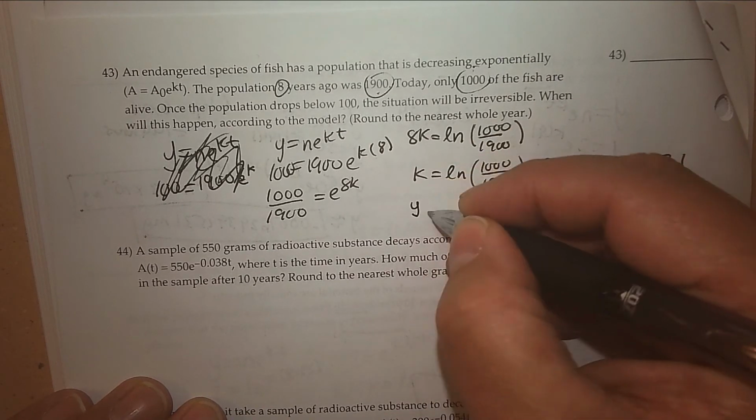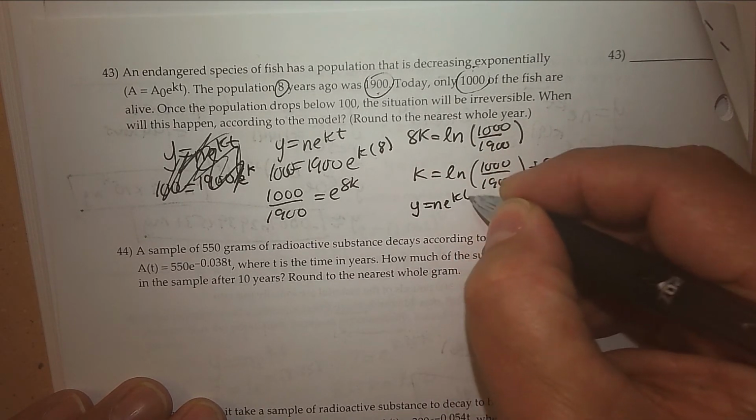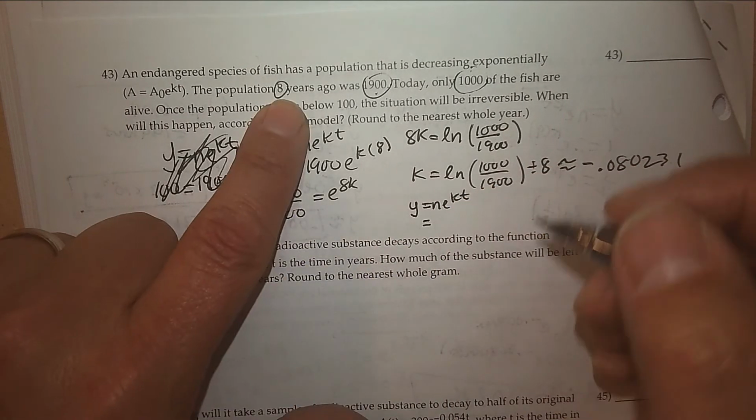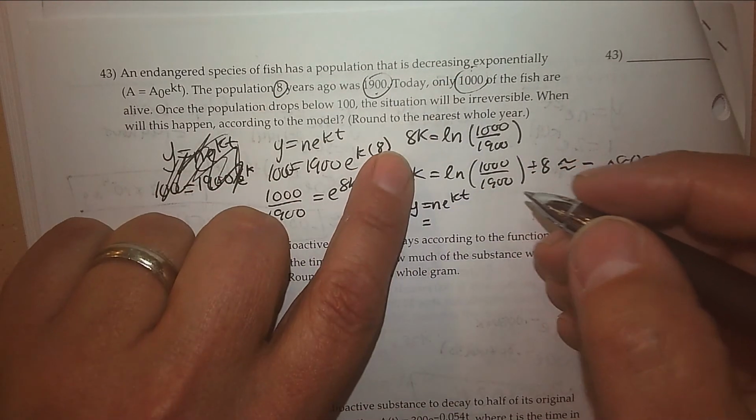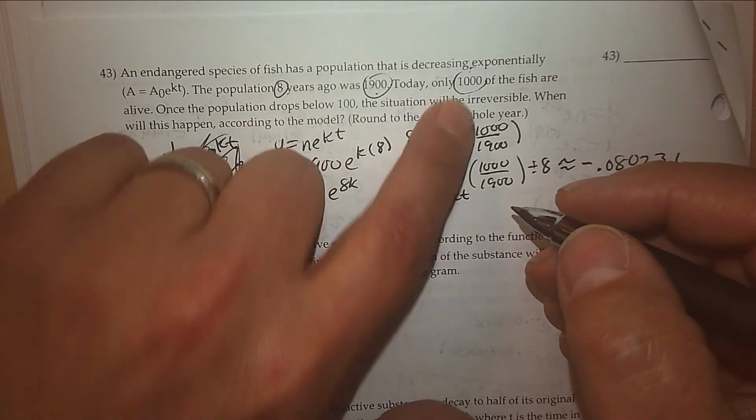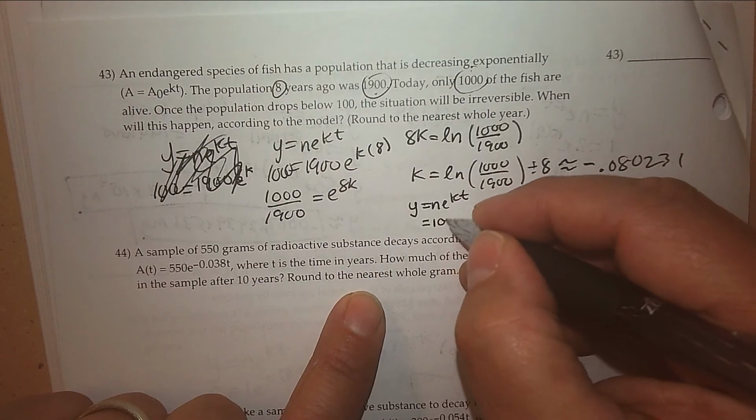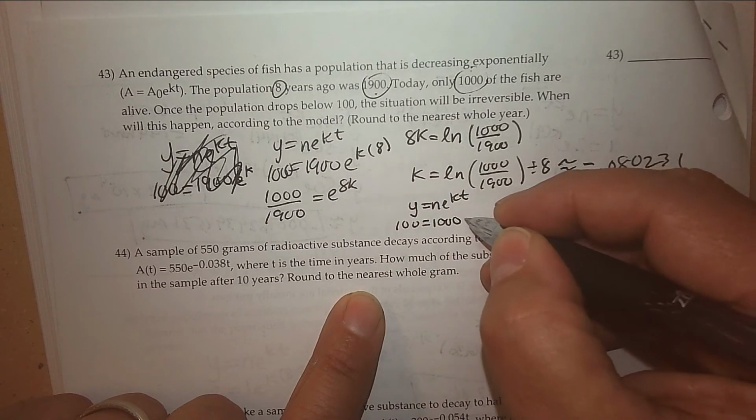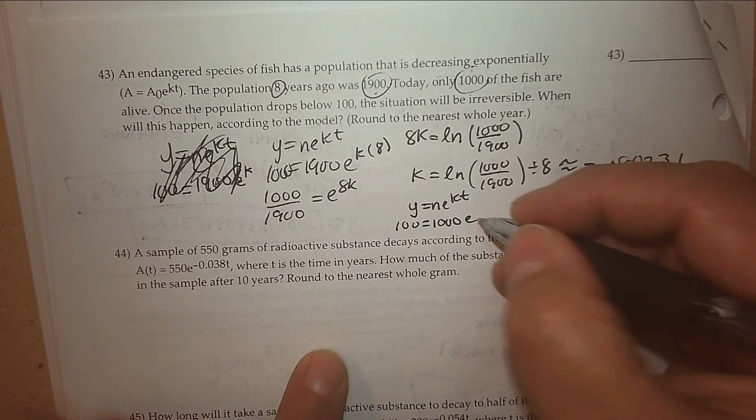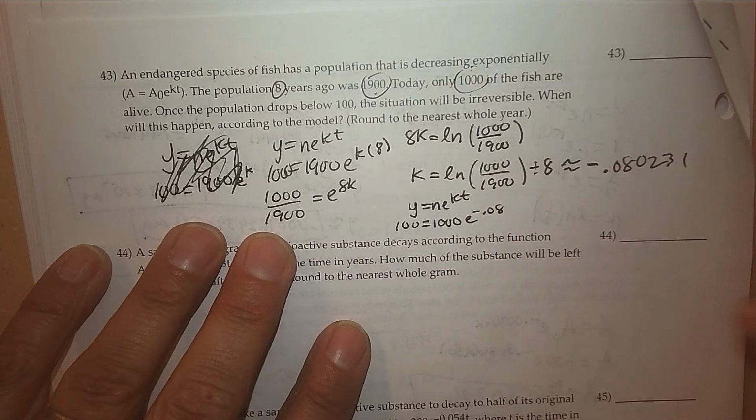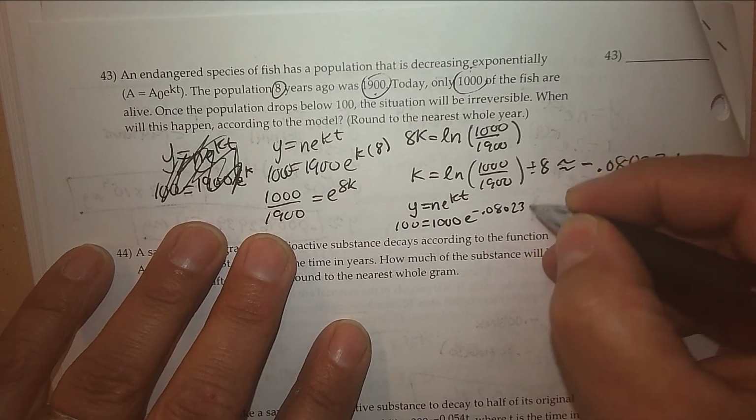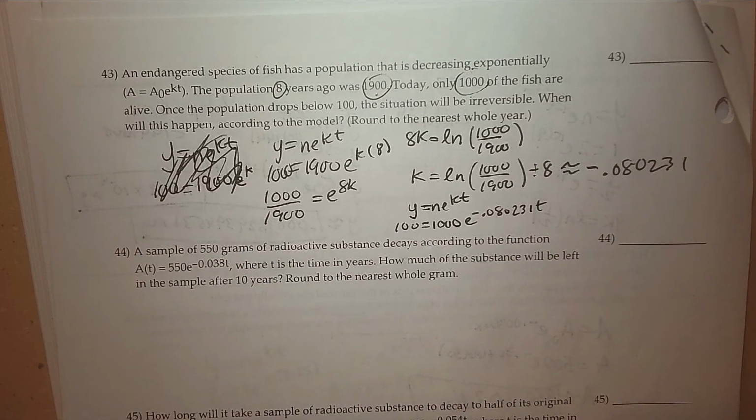So you have y equals ne to the kt again. Now the beginning amount is, well, right now we have how many, right? Right now, today you only have 1,000 fish. So how long until it gets down to 100? And it's decaying at that rate, negative 0.080231. And I'm solving for t to see when that time will happen.